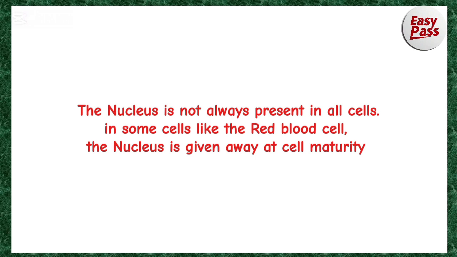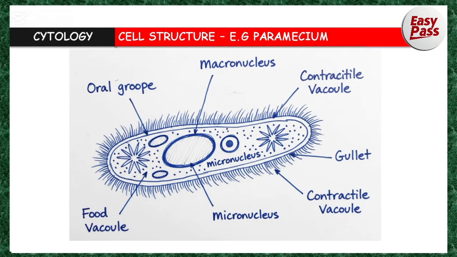There are some cells that have more than one nucleus, binucleated, like the cell of paramecium. Paramecium has two nuclei. The first one is macronucleus, and the other one is micronucleus. The macronucleus controls all the activities of the cell except reproduction, while the micronucleus controls only the reproduction activities in the cell.